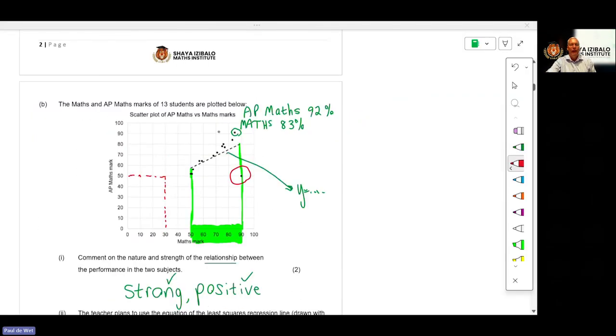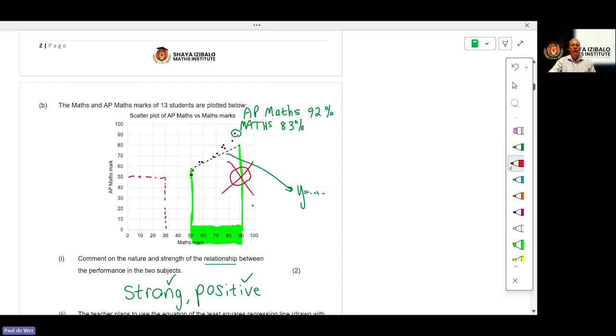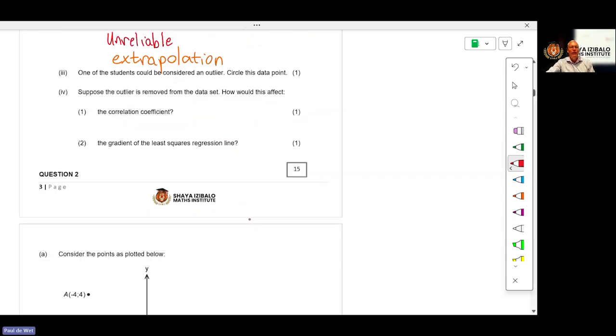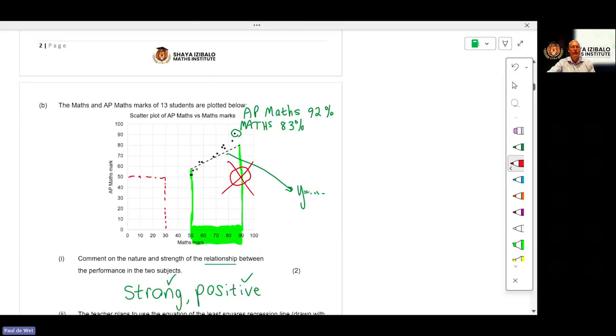If we remove the outlier, so we keep at this point, what will happen to the correlation coefficient here? Will it get closer to 1 or will it get further from 1? It will get closer to 1. It will increase. What will happen to the gradient of this line, this least squares regression line, if we take that point out? Will it slope more uphill or less uphill?